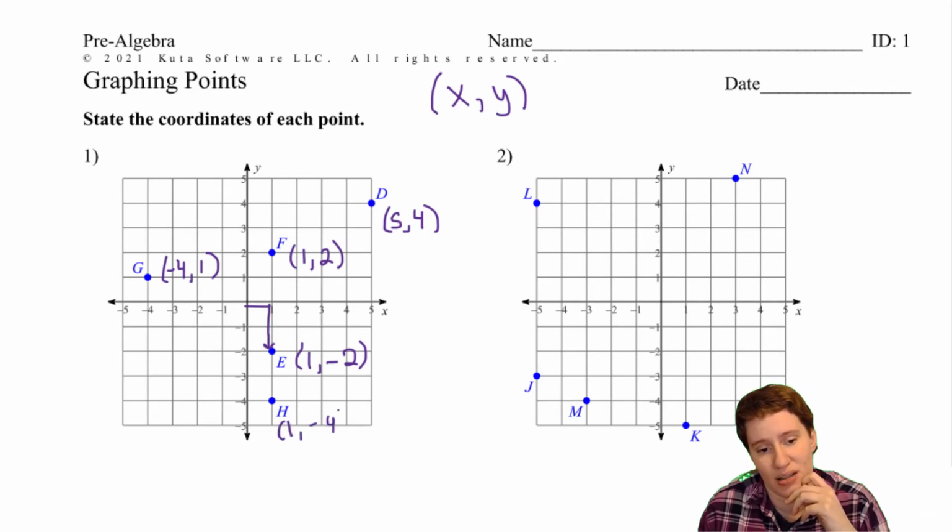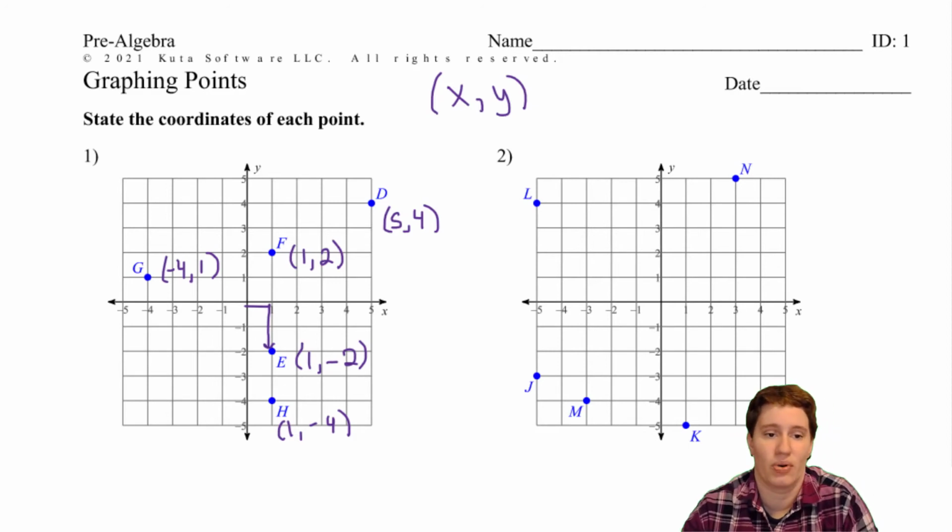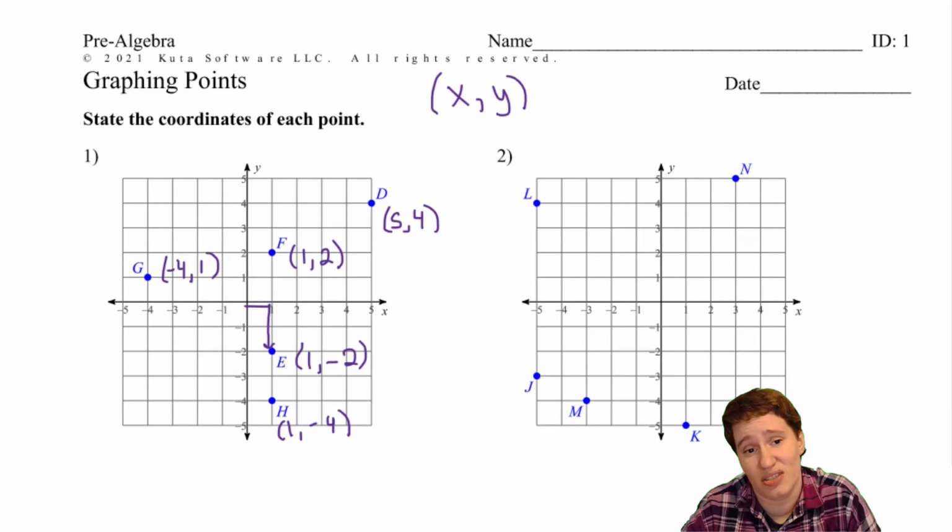So I think the thing that is most important to get in your head is that we want to go left or right first, then up or down second. It's in alphabetical order. X comes before Y in the alphabet. And then remembering which direction is positive and which directions are negative is also super important. But that's the idea.